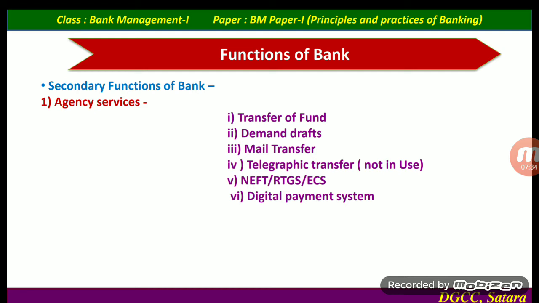And ECS means electrical clearing system. So these are the modern technologies or the modes of fund transfers. RTGS and NEFT have some conditions. Limitation of fund means the amount should be more than 2 lakhs. These are the fastest ways of fund transfer with the bank.